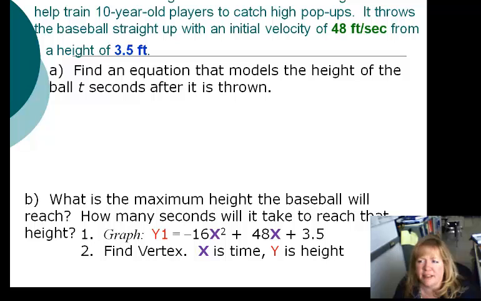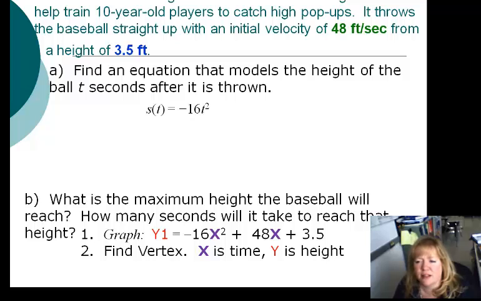Balito's Little League team uses a baseball throwing machine to help train 10-year-old players to catch high pop-ups. It throws the baseball straight up with an initial velocity of, and that was a key variable, 48 feet per second from a height of 3.5 feet. There's your initial height. So when you go to find the equation, you've got the two things that you need to get an equation that models it.